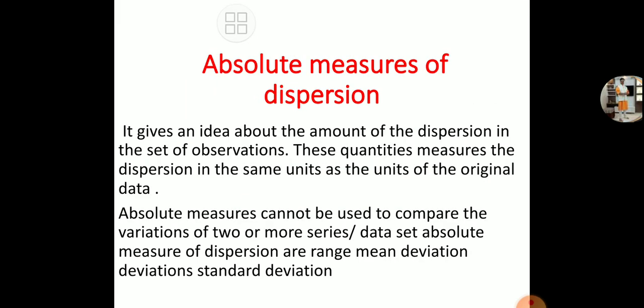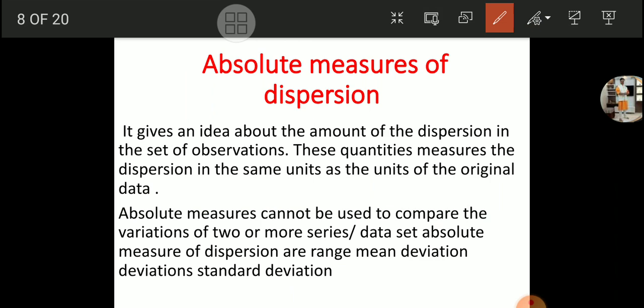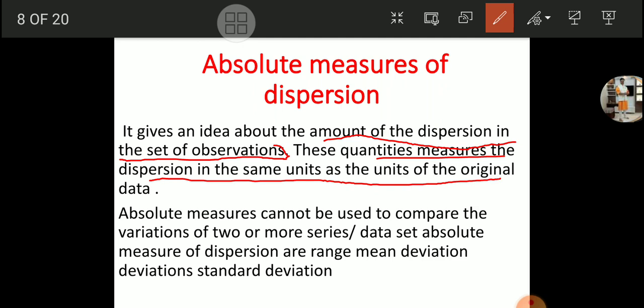Now, absolute measures of dispersion. This is the first type of measures of dispersion. It gives an idea about the amount of dispersion in the set of observations. It is a quantitative measure of dispersion in the same units as the units of the original data. Absolute measures cannot be used to compare the variations of two or more series or data sets. Absolute measures of dispersion are range, mean deviation and standard deviation, isn't it? These are the absolute measures.